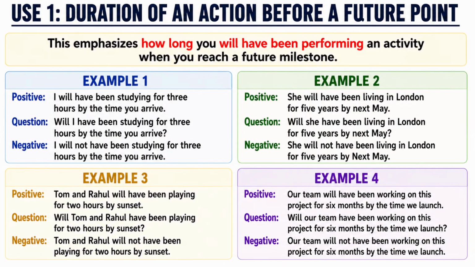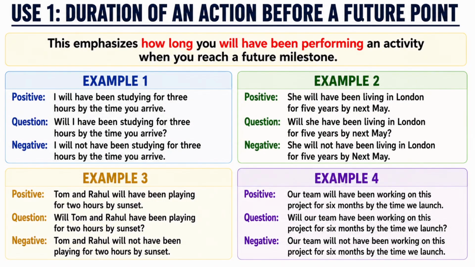Now the third example. Tom and Rahul will have been playing for 2 hours by sunset. This means that when the sun sets, they will already have been playing continuously for 2 hours. The question is, will Tom and Rahul have been playing for 2 hours by sunset? The negative sentence is, Tom and Rahul will not have been playing for 2 hours by sunset.